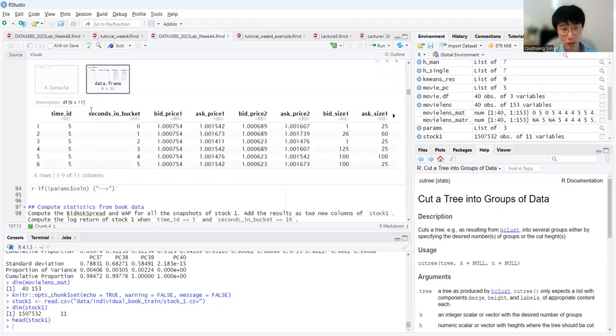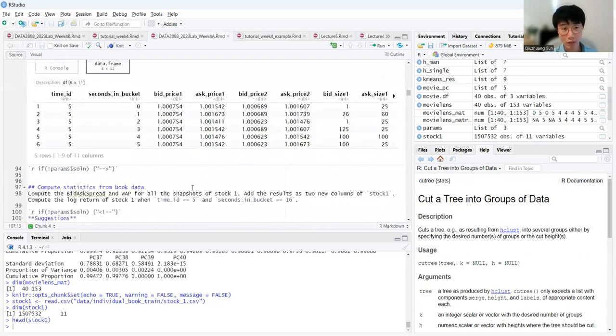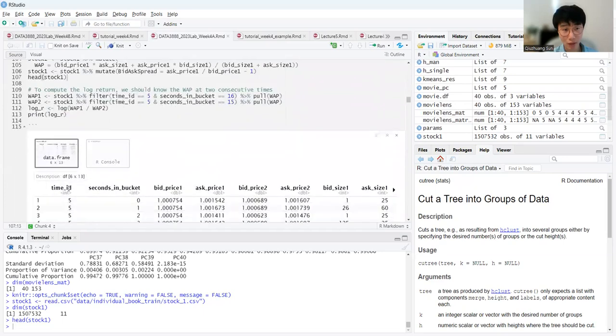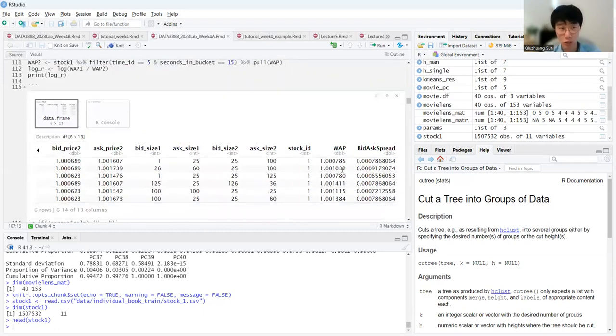Originally, what is the dimension of this data frame? 11 columns. Now, after this operation, I added 2 columns, so I think now there are 13 columns: the weighted average price and the bid ask spread. Remember, the weighted average price and the bid ask spread are computed based on the price and size at a specific time point. So for each time point, I can compute a corresponding WAP and bid ask spread. That's why we can add 2 columns here.